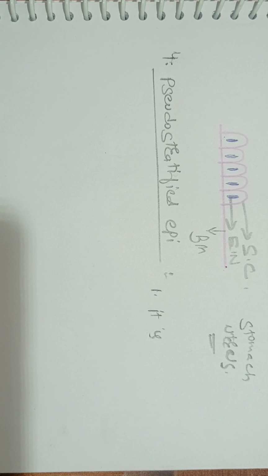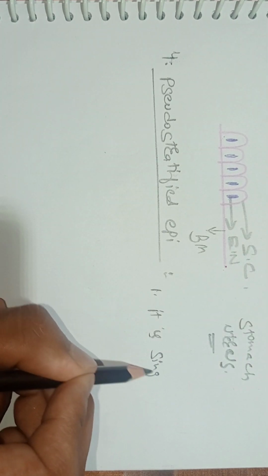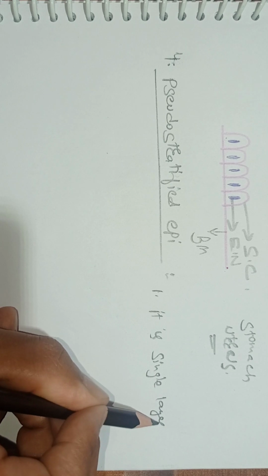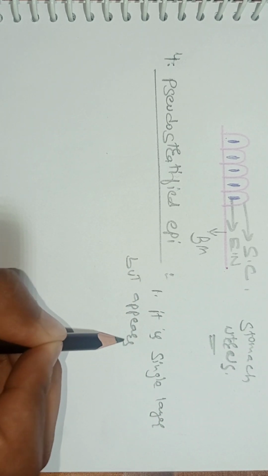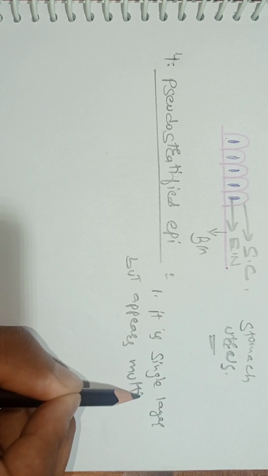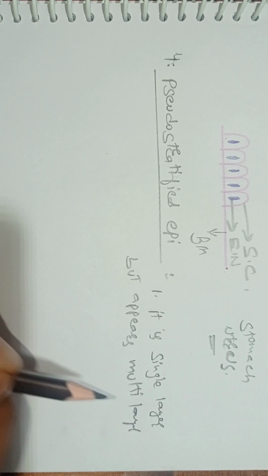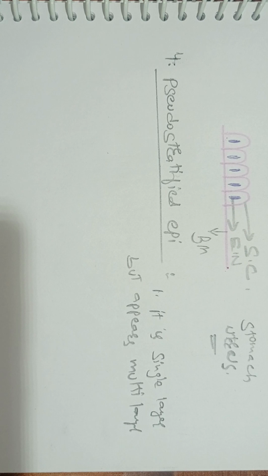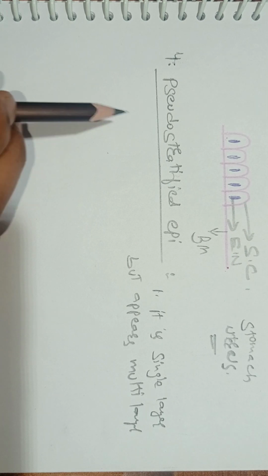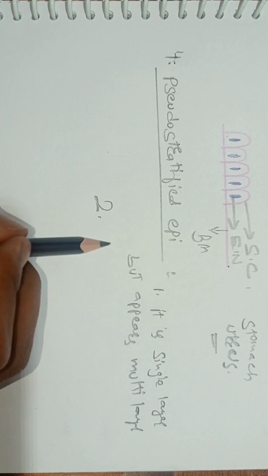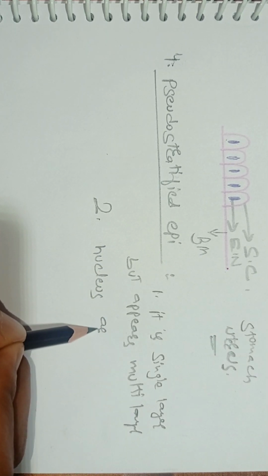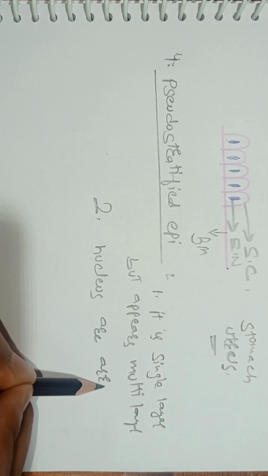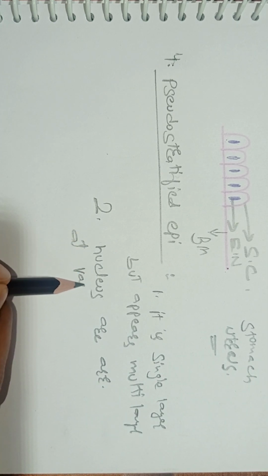It should be a single layer. It is a single layer, but it appears multi-layered. That is the first point in pseudostratified epithelium. What is the second point? The nuclei are arranged at various levels.